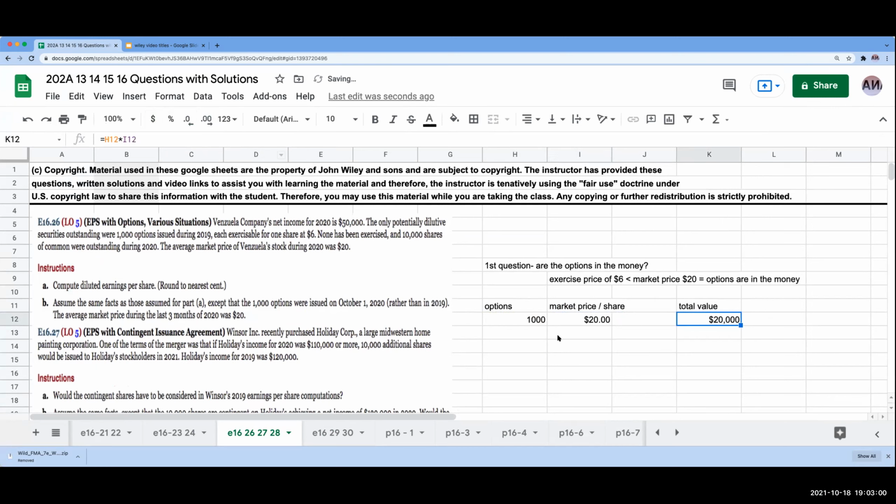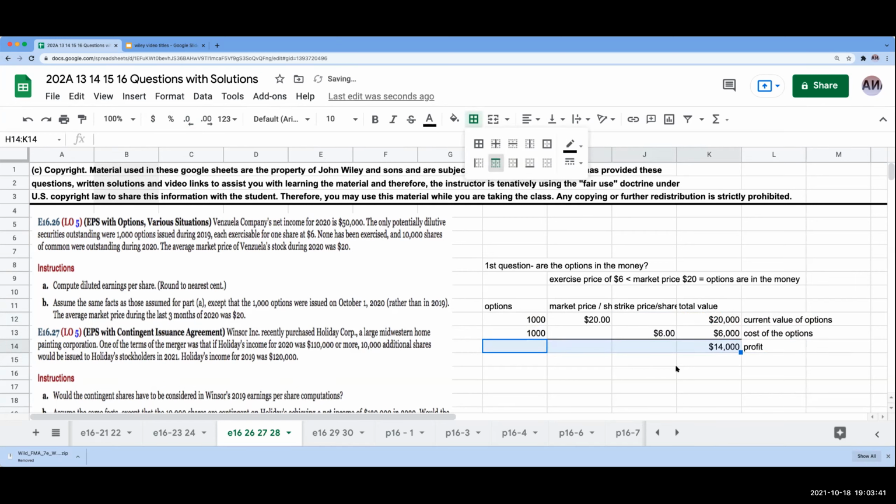Now, if this is the value of the options, this is not free, because I have to adjust this. I'm going to have 1,000 options. My strike price per share is $6 per share. So over here, I'm going to have a total of $6,000. That's going to be my cost. So this is the current value of the options, and this is the cost of the options. I would call the profit of these options $14,000.